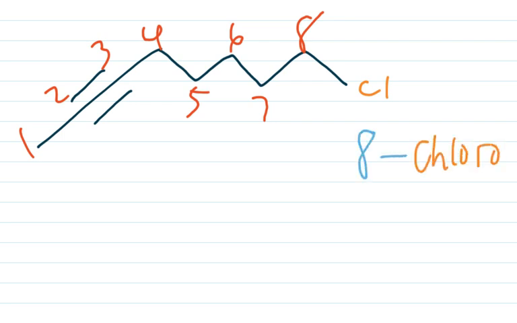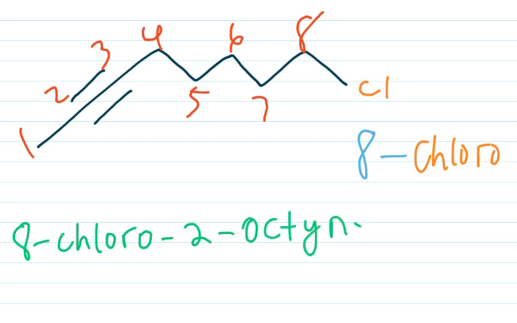So what's the name of this whole molecule? So first we list out the substituents, right? So it'd be 8 chloro. Then we see, okay, where do we have our triple bond? That's at the second carbon. So that'd be dash, 2, dash, and then how long is our carbon chain? 8 carbons long, so it'd be octyne. And the suffix is -ine again because we have a triple bond. This is one correct way, according to IUPAC rules, to name this molecule above.